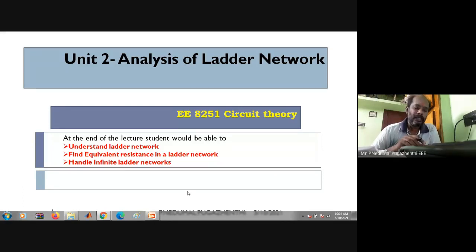This is again, if you take a 12th standard CBSE or a JEE pattern, a very important area where they cover it. So it is not new to you. Maybe in your 12th standard you might have dealt with an infinite ladder network or equivalent resistance, finding equivalent resistance from a ladder network. First, we will understand what a ladder network is.